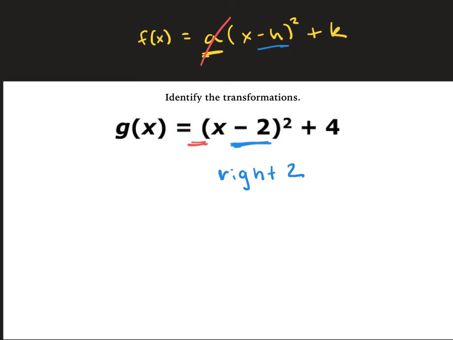And then last thing we need to look at is our k. K tells us that we move up or down. So if we have a plus 4, are we going up 4 or down 4? Up 4. So our answer here is right 2 and up 4.